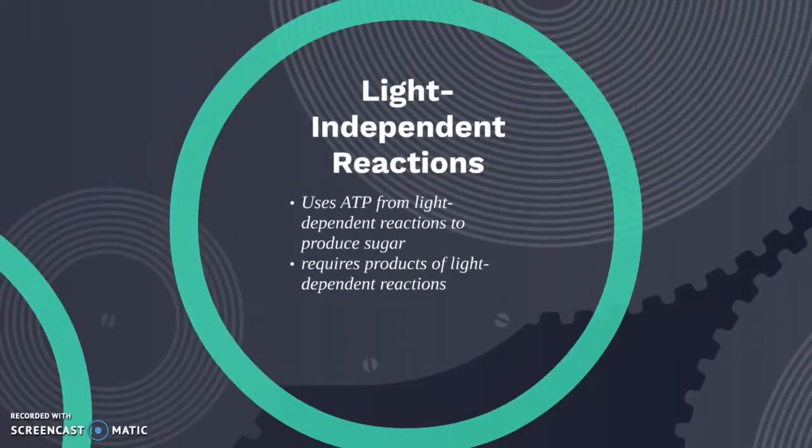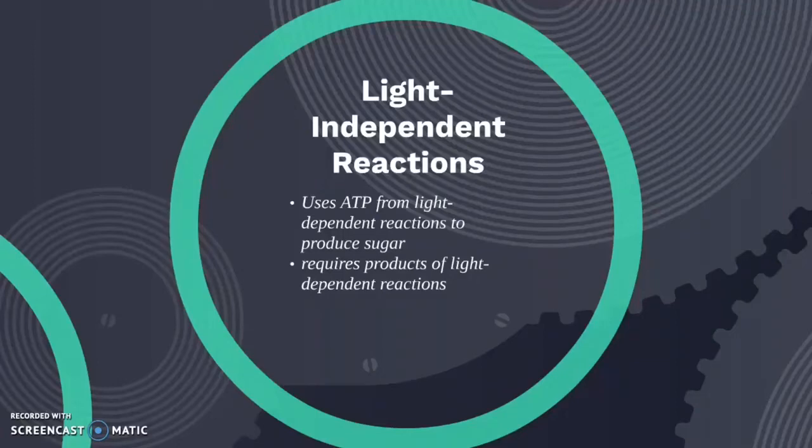Next up, we have light-independent reactions, which is a general term for the process that includes the Calvin cycle, which will be covered later. This occurs in the stroma, and it uses ATP from the light-dependent reactions to produce sugar, or glucose.